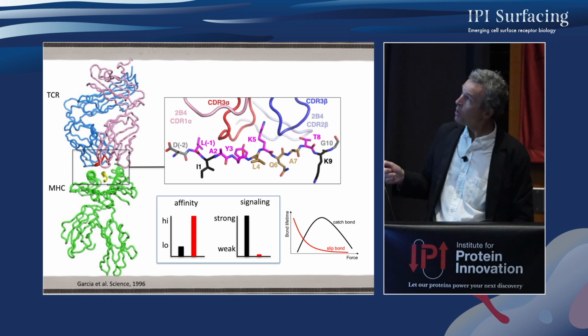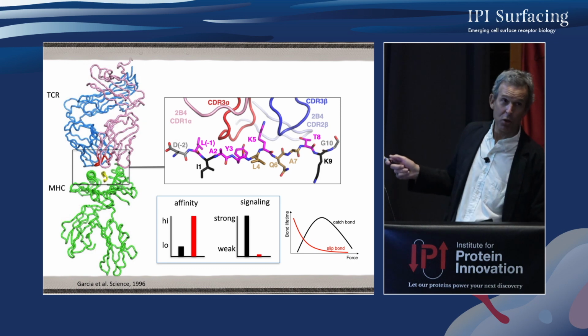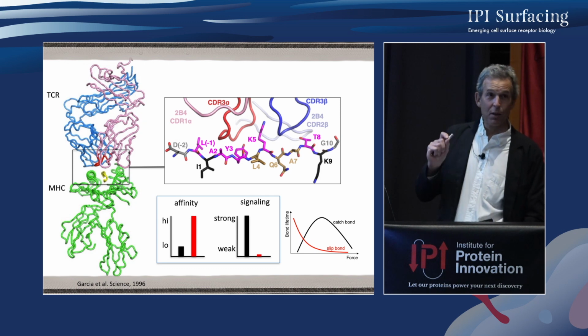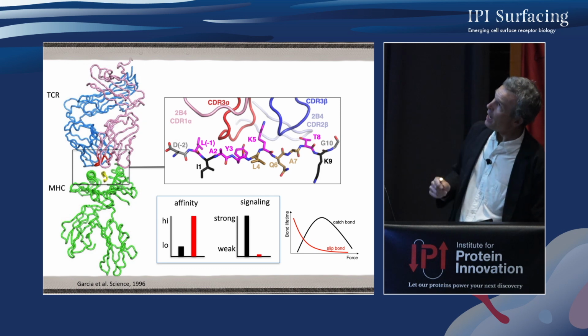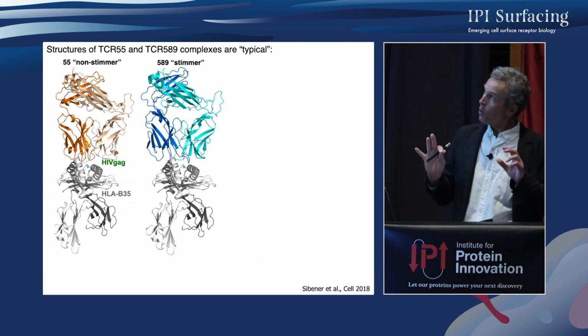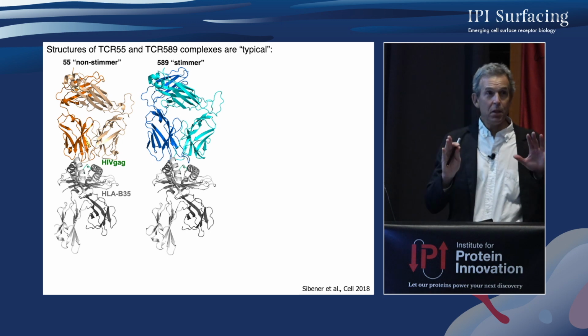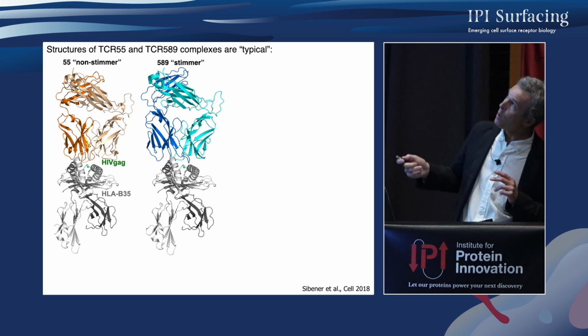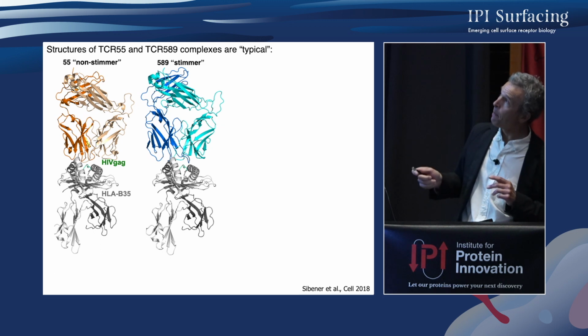And in the end, we narrowed it back down to the catch bond, which I just told you about with Notch. But this is a different kind of catch bond. And I'm going to tell you a little bit about that story today. So to make a very long story short, we had two T cell receptors, one that I call the non-stimmer and one that I call the stimmer, recognizing an HIV peptide presented by this HLA.